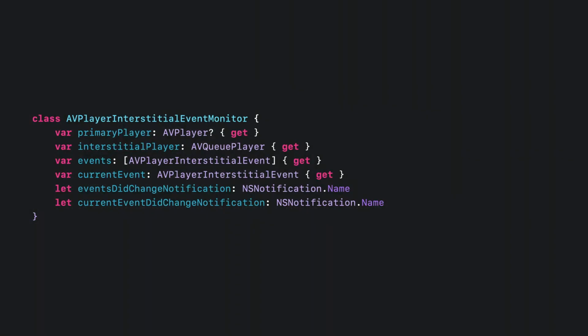The AVPlayerInterstitialEventMonitor has the following properties: a primary player that is playing your primary asset, a handle to the interstitial player that you can use to monitor playback of the ads, an events array, which is an array of AVPlayerInterstitialEvent objects that represent the different interstitials set on the player. We'll get to the description of the AVPlayerInterstitialEvent object shortly. A handle to the current event, so this will be valid when an interstitial is playing and null otherwise. And then we have the events did change notification, which would fire when the event schedule changes, and finally the current event did change notification, which would fire when we transition to and from interstitials.